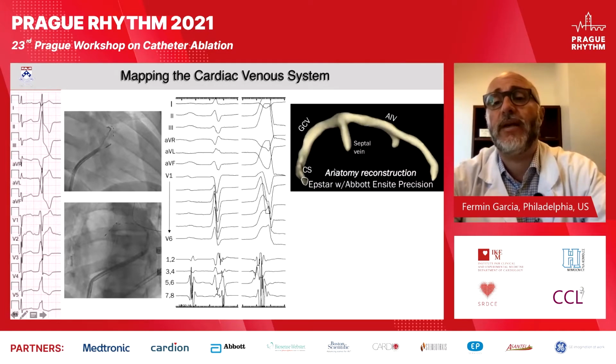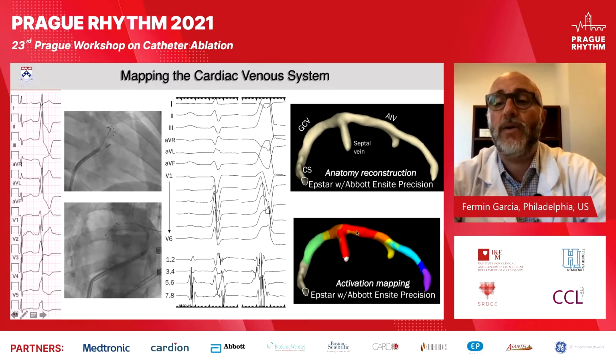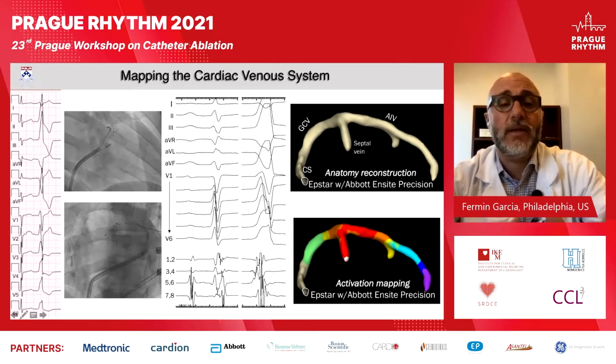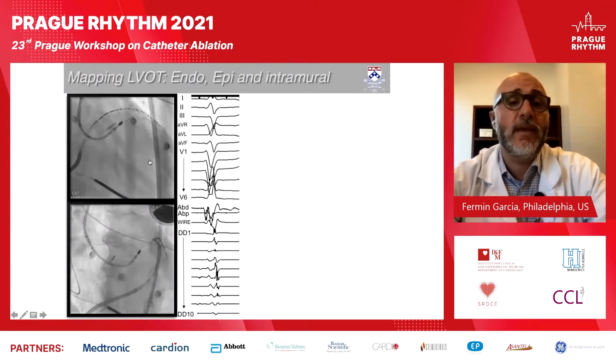We reconstruct the anatomy, in this case using Inside Precision, so you can pull back and forth that octapolar catheter and create this anatomy. And when you create this anatomy with this catheter, you create activation maps. In this case, we find the earliest activation deep in the vein, and from there, it goes towards the epicardium distally and proximally. So the whole concept is understand the EKG, get your catheters in place, and perform activation mapping as a first step of the epi and the intramural space.